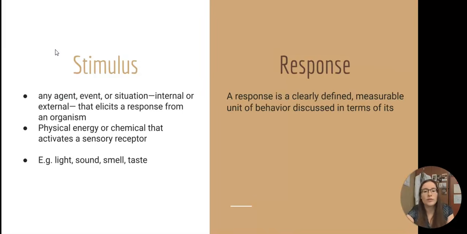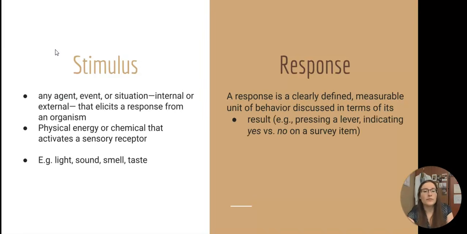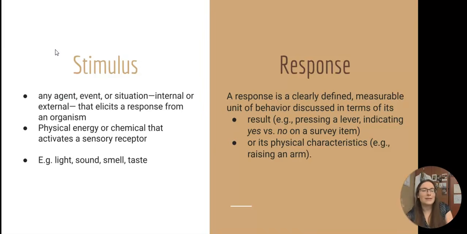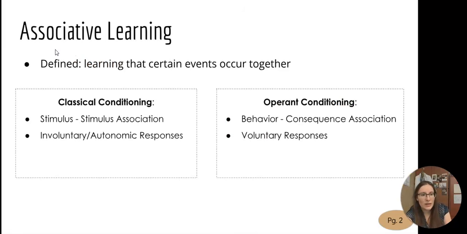Right? A response is some sort of action or measurable unit of behavior that we are going to have. So for example, they can be voluntary, like pressing a lever, or they can be more like sneezing, coughing, heart racing, those sorts of things. So we'll see both voluntary and involuntary responses in this unit. Our two main types of associative learning that we're going to be doing are classical conditioning and operant conditioning. They work quite a bit differently, and we'll be spending a whole day on each of them.